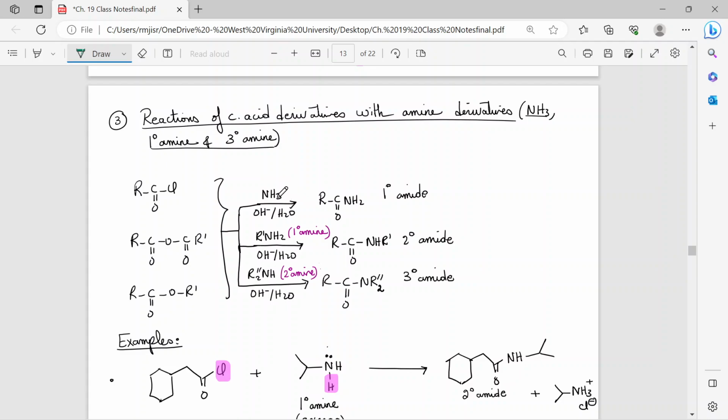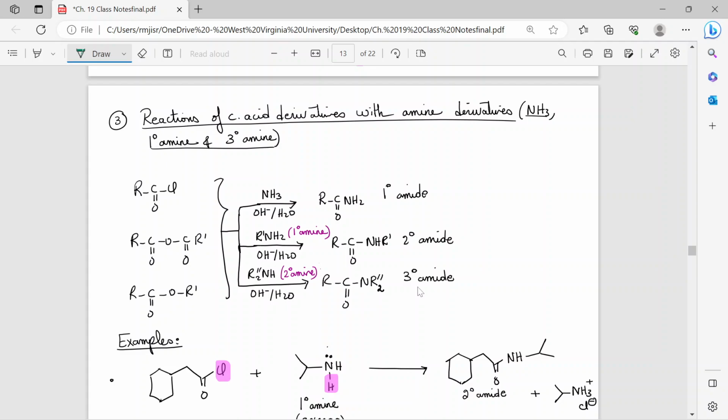If you replace one hydrogen of the ammonia with an R group, then this is a primary amine. If you react the primary amine with any of the derivatives of carboxylic acid, then your product is a secondary amide. And then if you replace two hydrogens of the ammonia with two R groups, then you're going to end up getting a secondary amine. Take that secondary amine, react it with the derivatives of carboxylic acid, and you're going to get a tertiary amide.